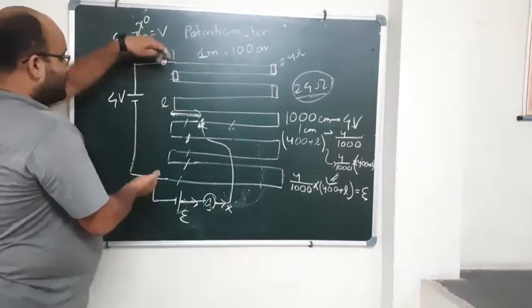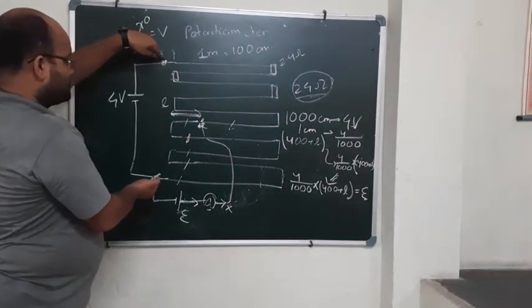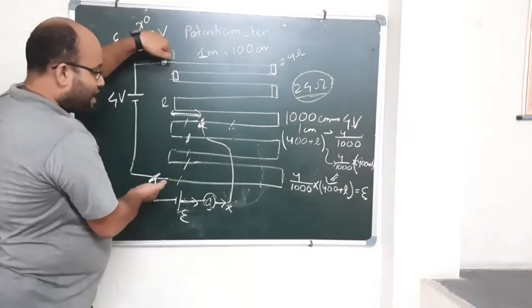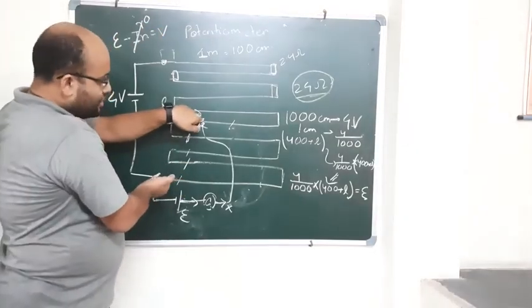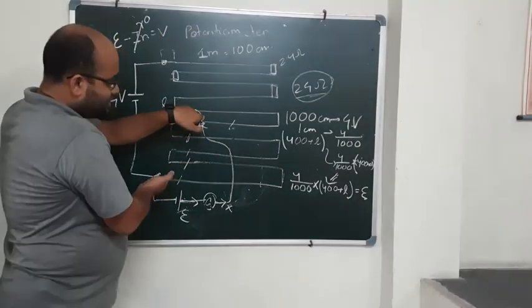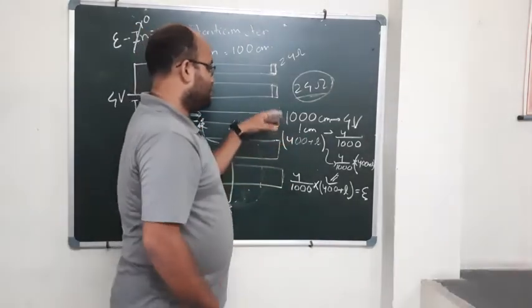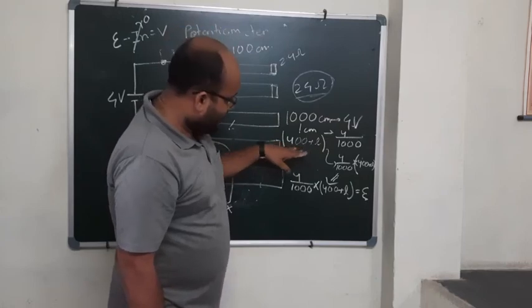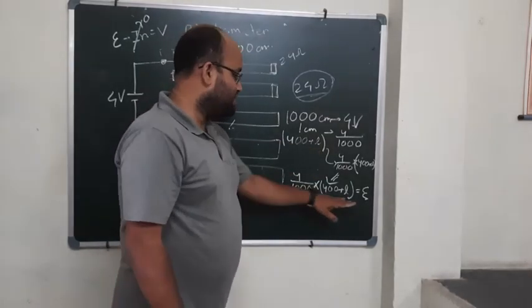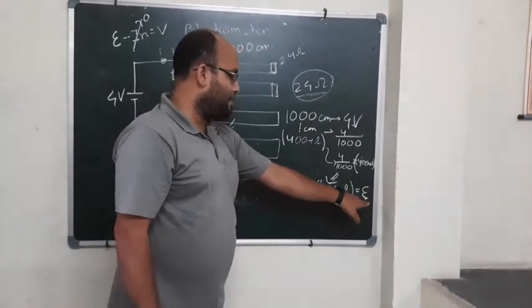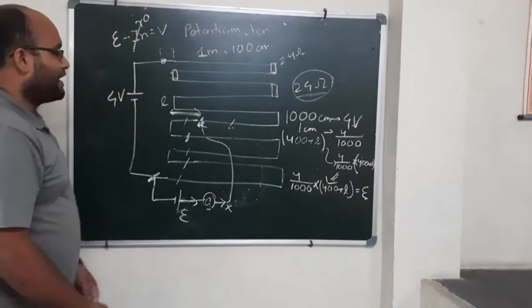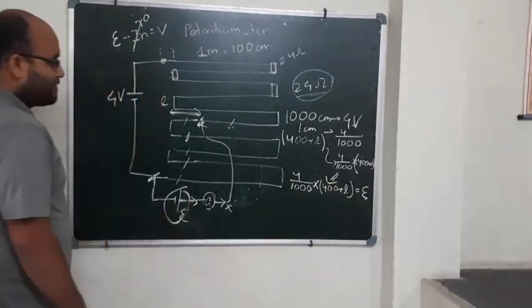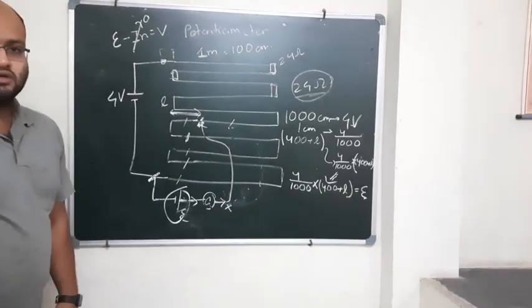So this is how we measure the EMF. We have a particular potential difference applied across the 10 wires, we get another point here, and we need to find the length of the wire. If we get 4 volts across 1000 centimeters, then across this length we get a potential difference that is equal to the EMF of the cell. This is how we find the unknown EMF, and that is the use of a potentiometer. So that's it.